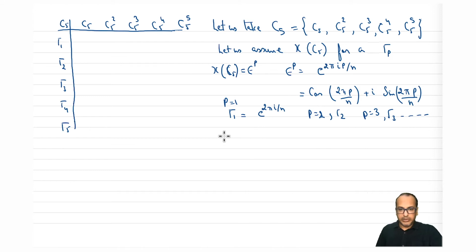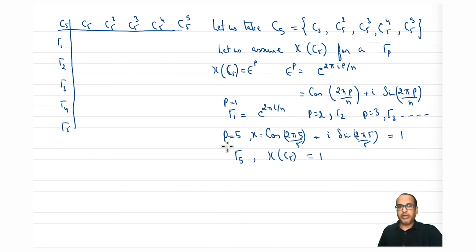So that means now we can write this as powers of epsilon, right? So what happens at p equal to 5? We can see that this will be cos 2 pi 5 by 5 plus i sine 2 pi 5 by 5, right? So that means cos 2 pi plus i sine 2 pi, so that will be 1, right? So this is the character. So for tau 5, the character under C5 is going to be 1. So we can write 1 over here, right?